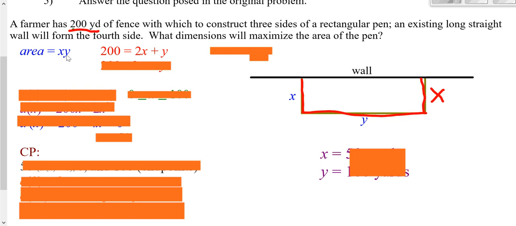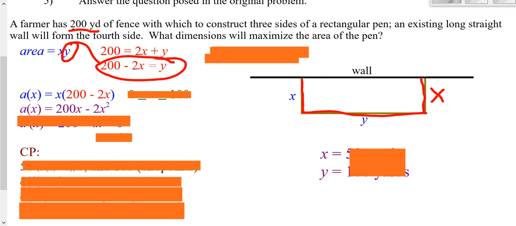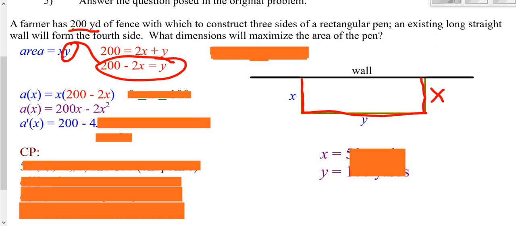So what we want to do is try to only have one variable here. So we need to solve this for x or y. I think it's going to be easier to solve it for y because there's nothing in front, and we would get this. So now all I want to do is take that y and plug it in right here, and I would get this. Now we can distribute through and do our derivative. Set your derivative equal to 0 and solve it. And in this case, we would get 50.